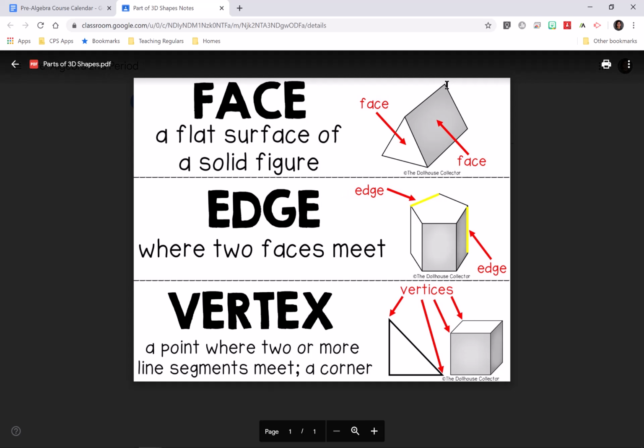Okay, so this is pretty straightforward, and I hope that this isn't your first exposure to these terms. But if it is, then that's what this visual is meant for.